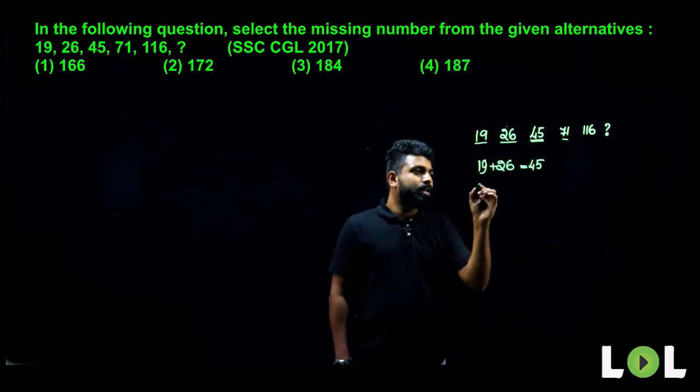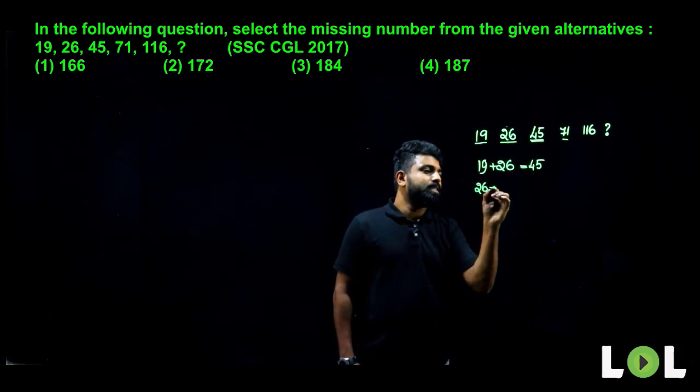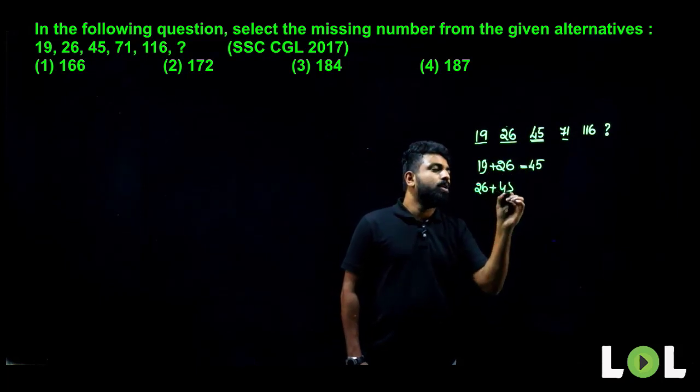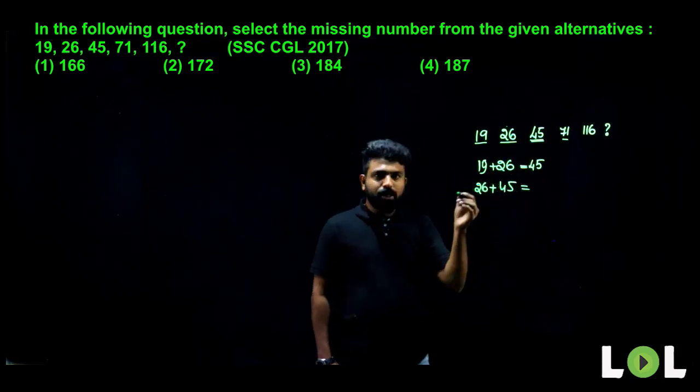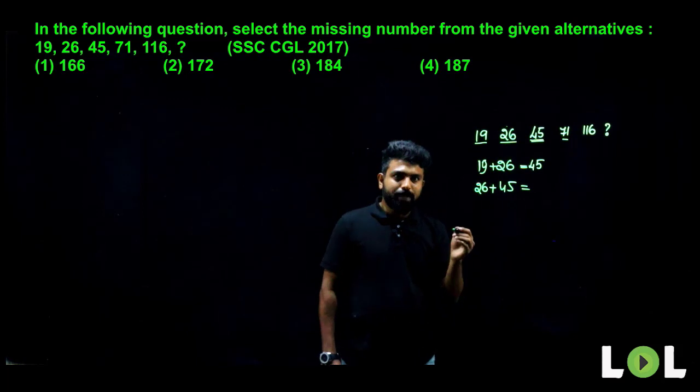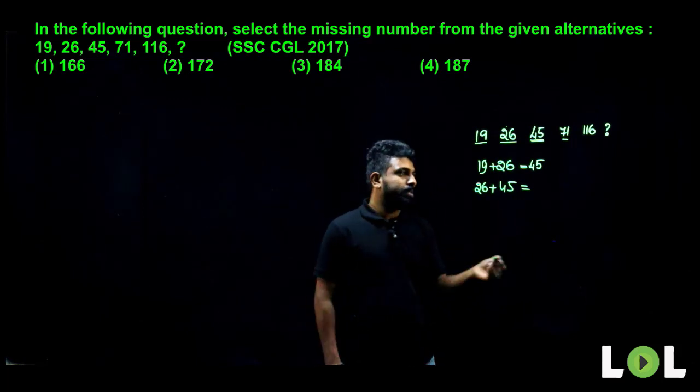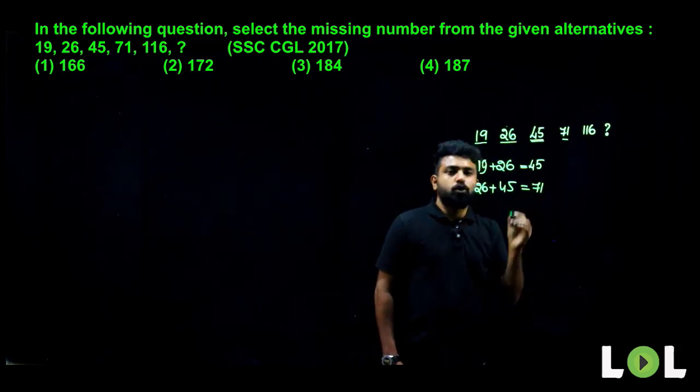What is my second term here? That is nothing but 26. My third term here is 45. What do I get if I add 45 and 26? 45 plus 20 gives me 65, plus 6 gives me 71. So my logic is correct here.